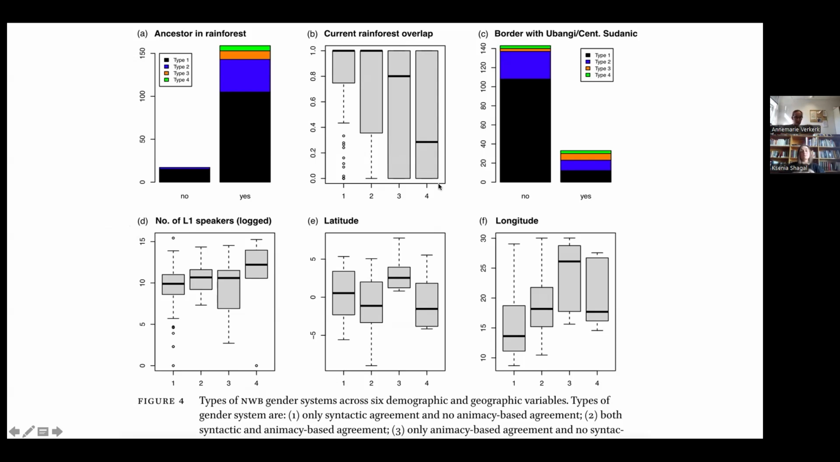And this is then per type. So we actually find that type 4 and type 3 languages, so those with the most heavily restricted gender systems, actually don't tend to be in the rainforest very much at all. This is because they are spoken to the north of it, or these languages went through the rainforest and then went to the other side where Ubangi and Central Sudanic languages are. Most of them don't have a border with Ubangi and Central Sudanic, but some of them do. And then here are the same stats for the number of L1 speakers, latitude and longitude.